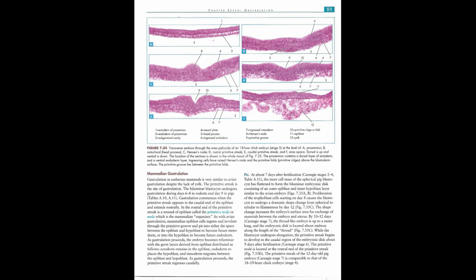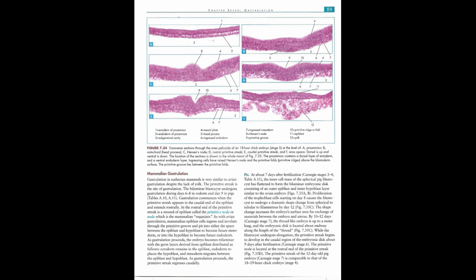Pig at about 7 days after fertilization, Carnegie stages 3 to 4, Table A11, the inner cell mass of the spherical pig blastocyst has flattened to form the bilaminar embryonic disc consisting of an outer epiblast and inner hypoblast layer similar to the avian embryo, Fig 7.35a, b. Proliferation of the trophoblast cells starting on day 8 causes the blastocyst to undergo a dramatic shape change from spherical to tubular to filamentous by day 12, Fig 7.35c.